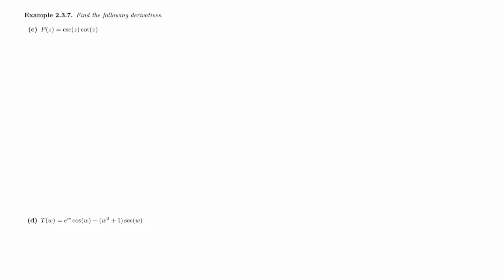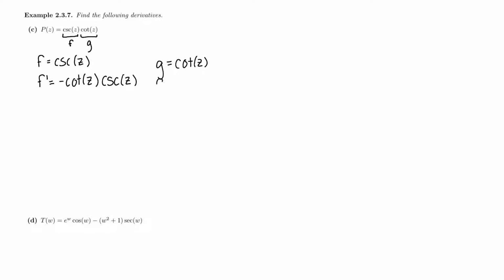This is going to be a product rule situation. So your first function f, your second function g. You have cosecant z as your first function f. The derivative of cosecant is negative cotangent. It's important that you put z here because z is the variable. So negative cotangent z times cosecant z. And then g is cotangent z, and g prime is negative cosecant squared z.